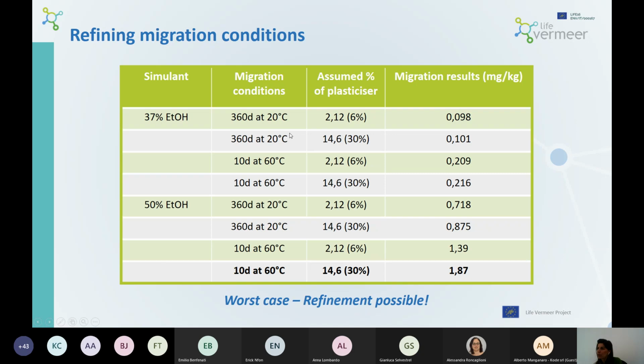But you can go to much more realistic conditions. For example, the 37% ethanol, where we have done 360 days at 20 degrees with a percentage of 6% of plasticizer. You can see that the migration will be much lower and probably much more realistic.